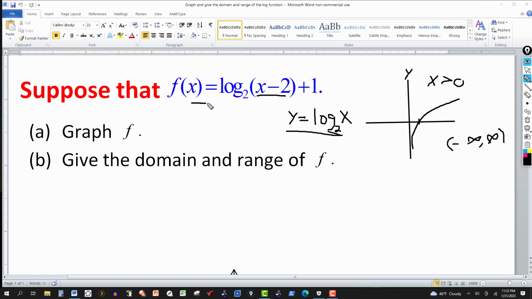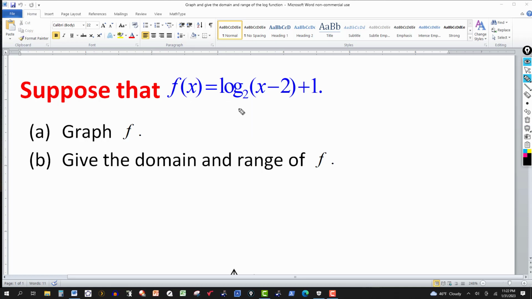Obviously, we want the information for this one over here. So let's go ahead and do this. Let's suppose we want to find the x-intercept. So what's going to be the x-intercept to this graph? We kind of know what the graph is going to look like already. This is going to shift it 2 units over. This is just going to bring it up 1 unit.